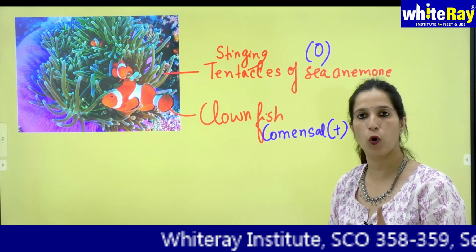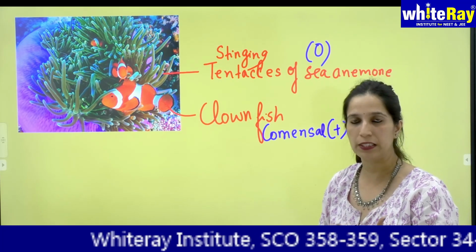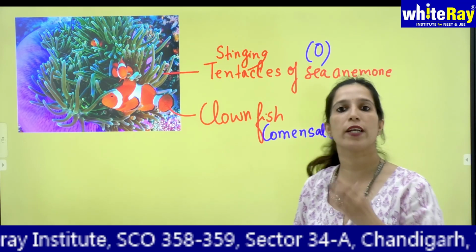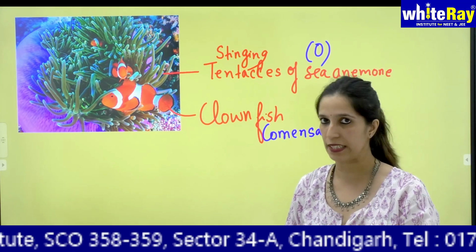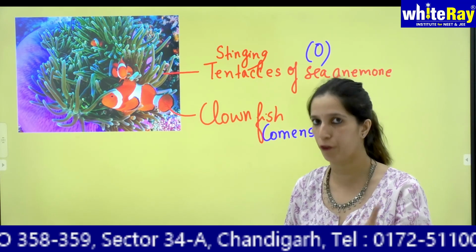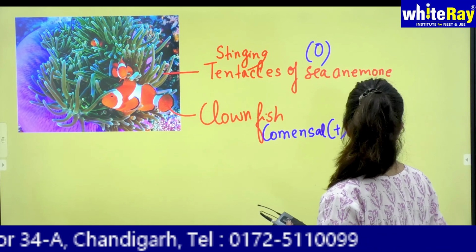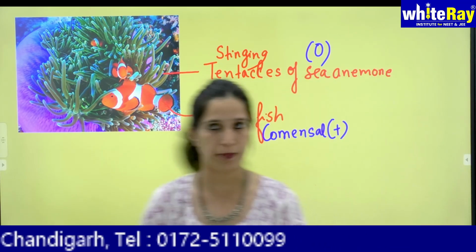So these are the 4 important examples of commensalism given in NCERT, and you expect a question from them in NEET. So when you do this, you are studying for 4 marks, okay? 1 question at least from here in the NEET. So with this, I conclude my topic.